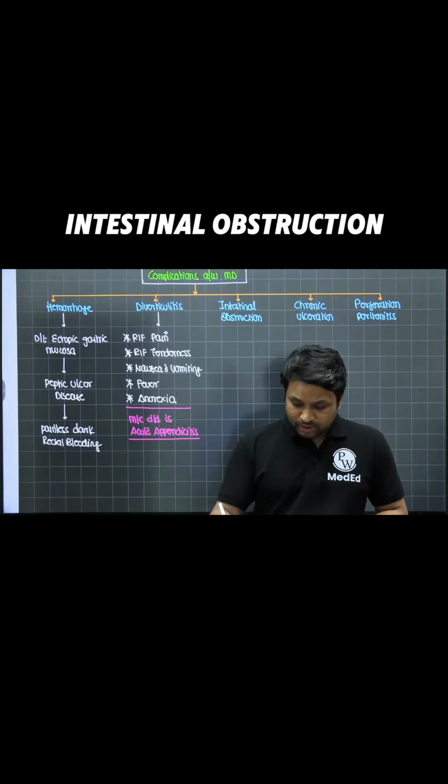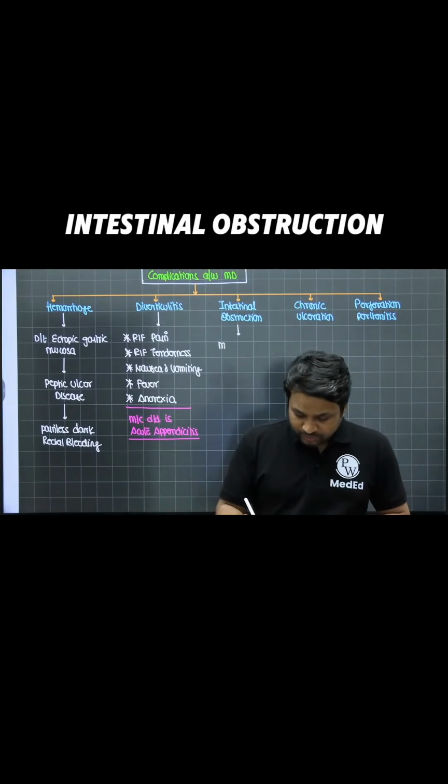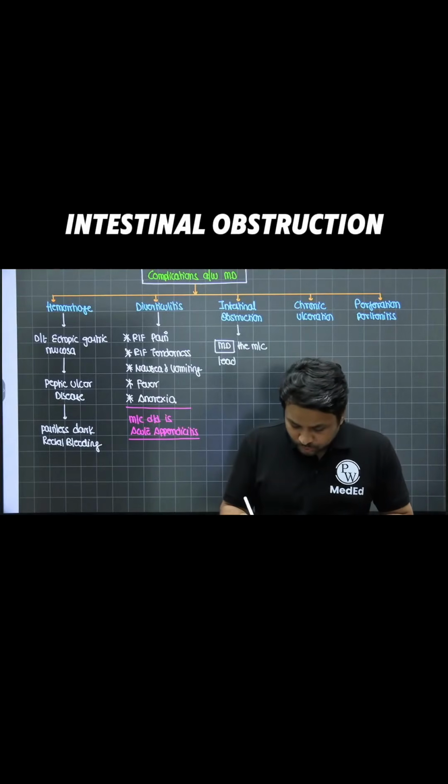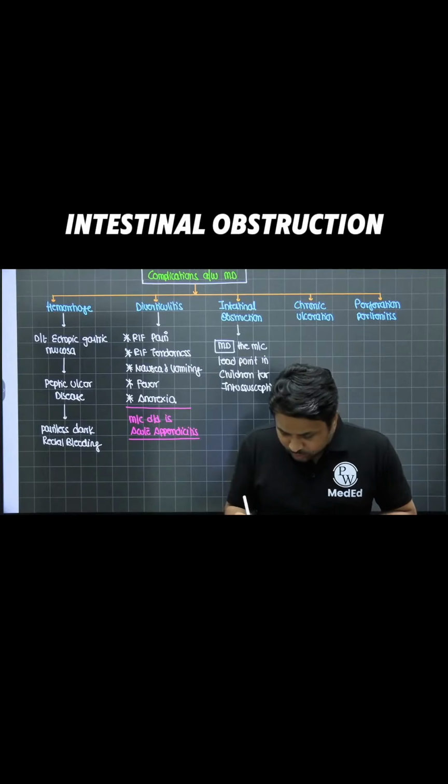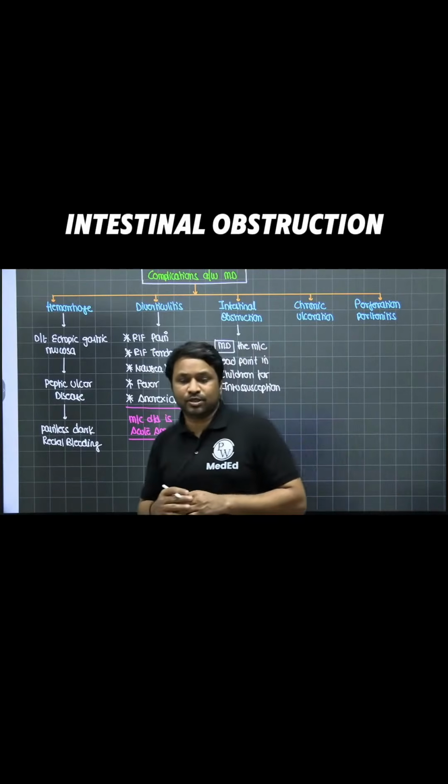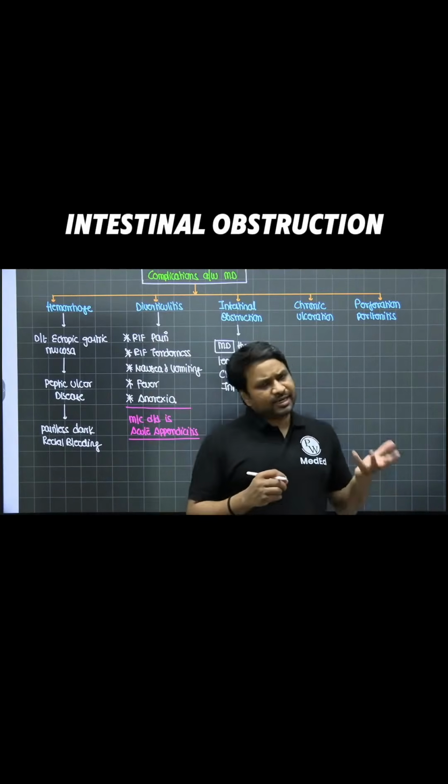How does it cause intestinal obstruction? Now remember Meckel's diverticulum. Meckel's diverticulum is the most common lead point in children for intussusception, and hence intussusception will result in intestinal obstruction. What is intussusception?